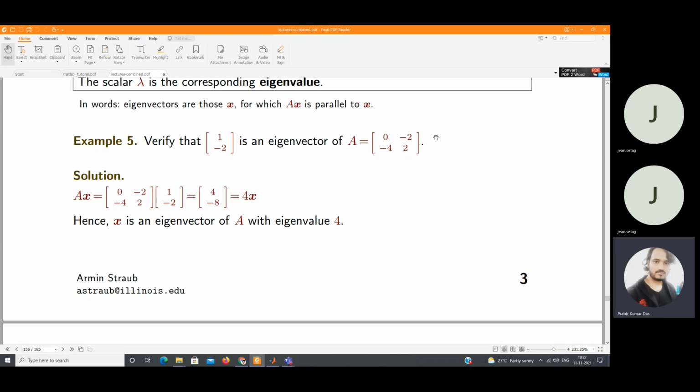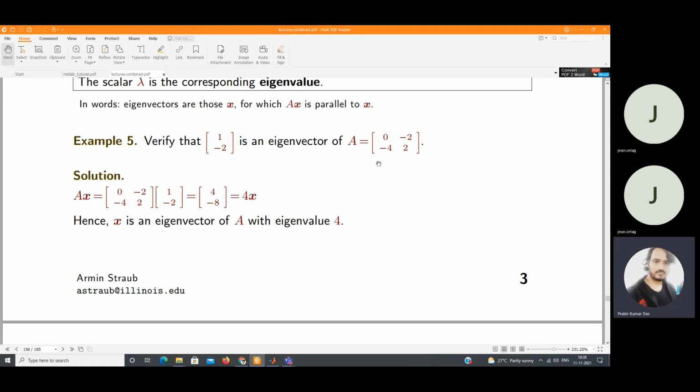So lambda into I, what does it become? Lambda 0, 0 lambda, right? Only the diagonal will become lambda. So 0 minus lambda becomes minus lambda, and 2 minus lambda. Then if you calculate the determinant, what does it become? 2 minus lambda into minus lambda, minus of minus 4 into 2. That is -2 lambda plus lambda square minus 8.